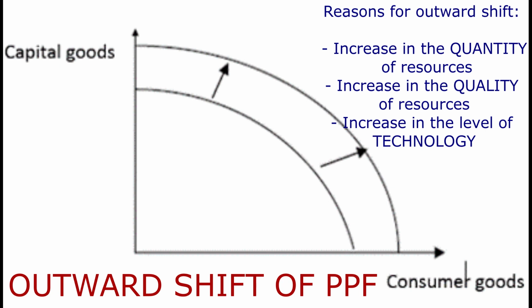So when does the PPF shift inwards? Now, as mentioned in class previously, if there's an inward shift of the PPF, it could be due to events like natural disasters, causing a decrease in the quantity and quality of resources. For example, infrastructure and buildings will be destroyed. People will probably die because of the earthquake or tsunami, etc., causing the PPF to shift inwards.